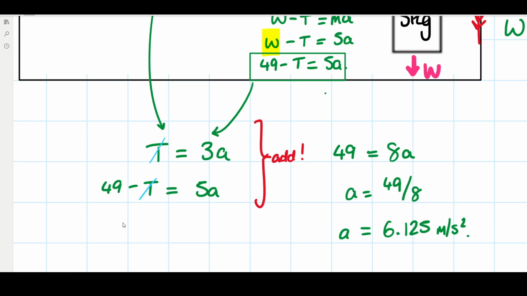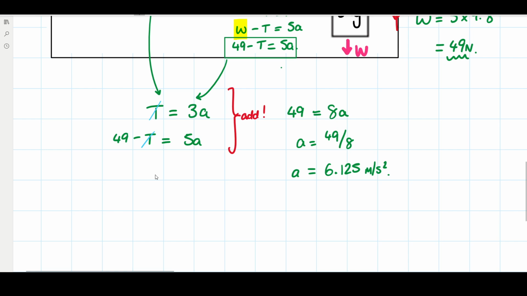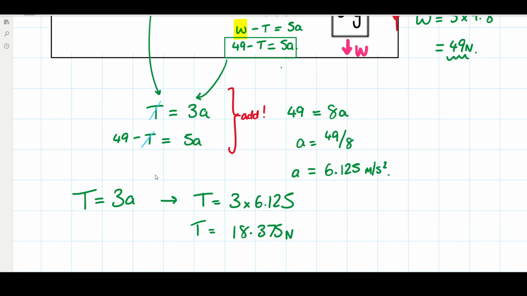second squared. Now, as with any simultaneous equations, once I've found one variable, I can plug it back into an equation. So I will use the equation T is 3a. I'll replace a with 6.125, and I'll find my tension as 18.375 newtons. Fantastic. So our acceleration is 6.125 and our tension is 18.37.